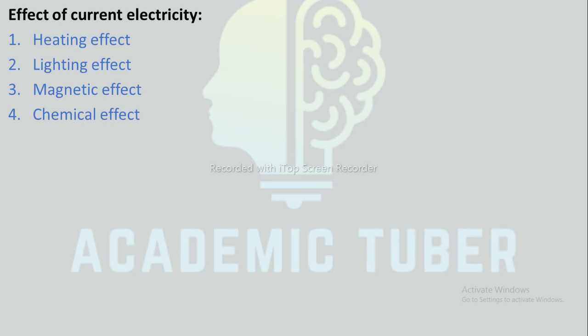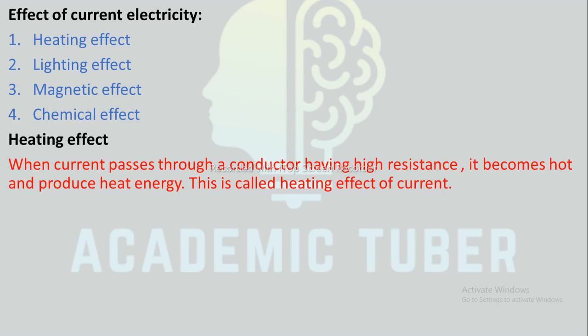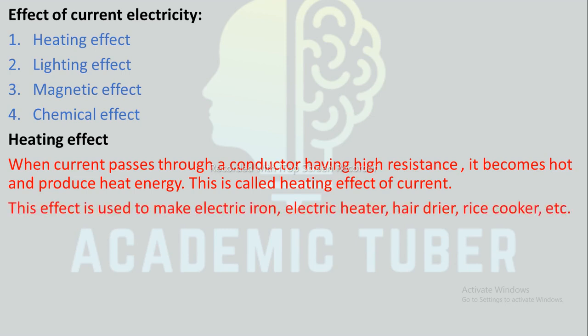Now we are going to discuss the effects of current electricity. First one is heating effect, second one is lighting effect, third one is magnetic effect, and fourth one is chemical effect. First one, heating effect. When a current passes through a conductor having high resistance, it becomes hot and produces heat energy. This is called heating effect of current.